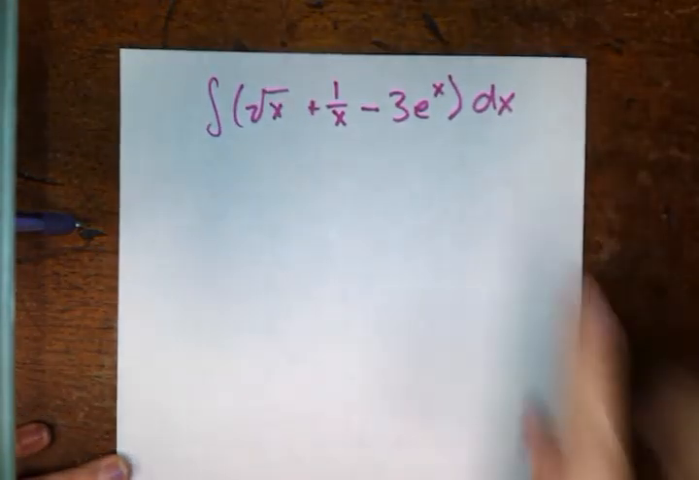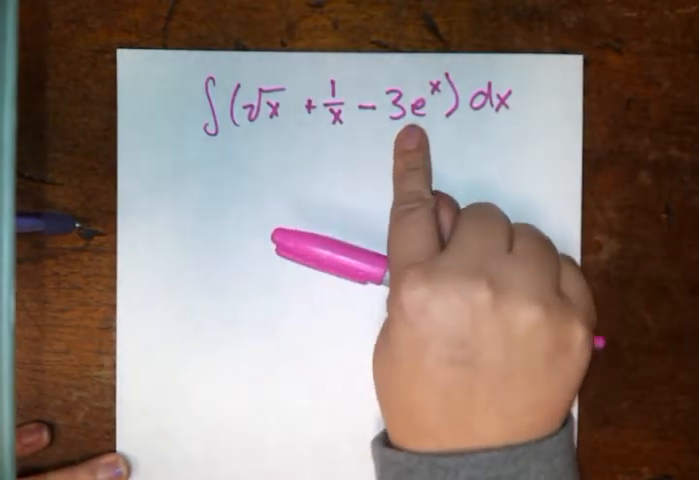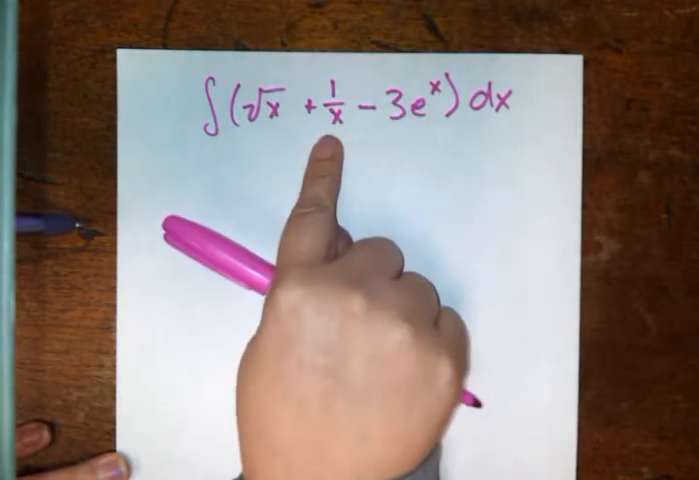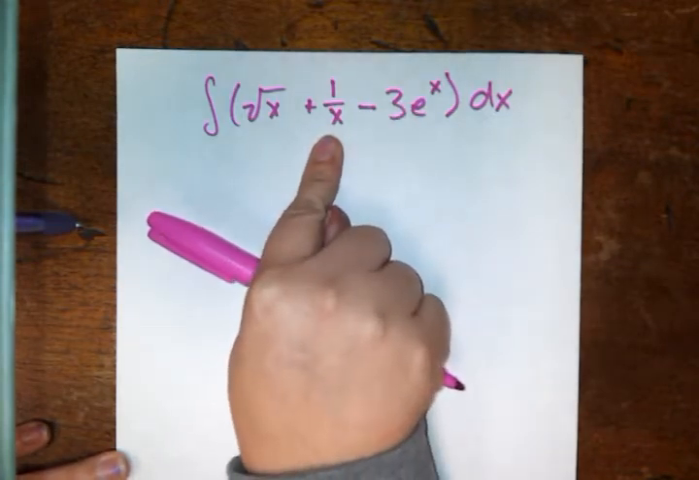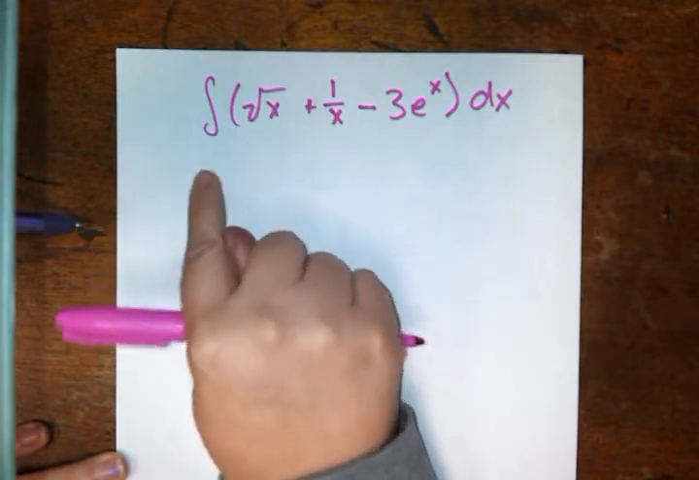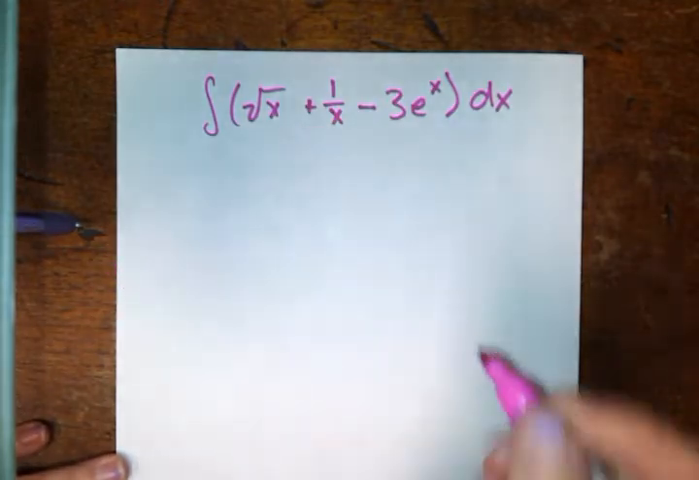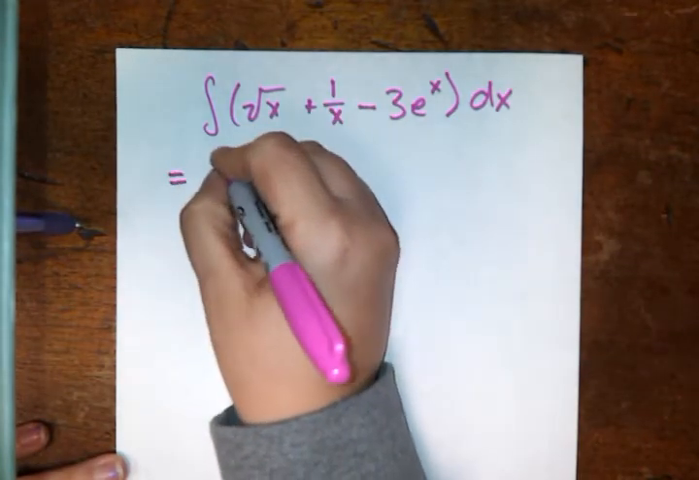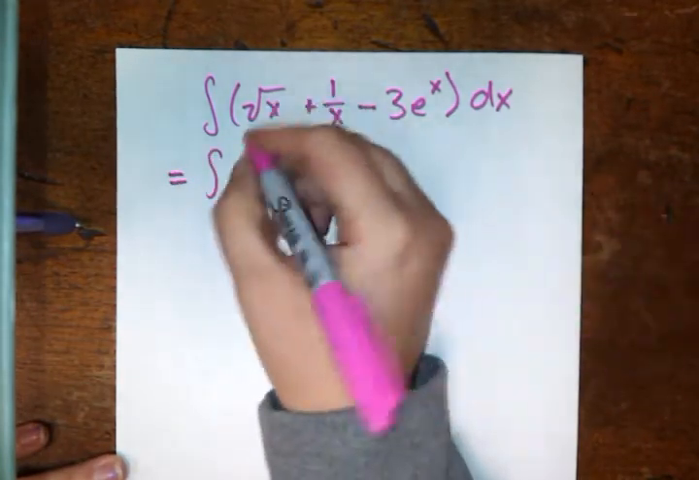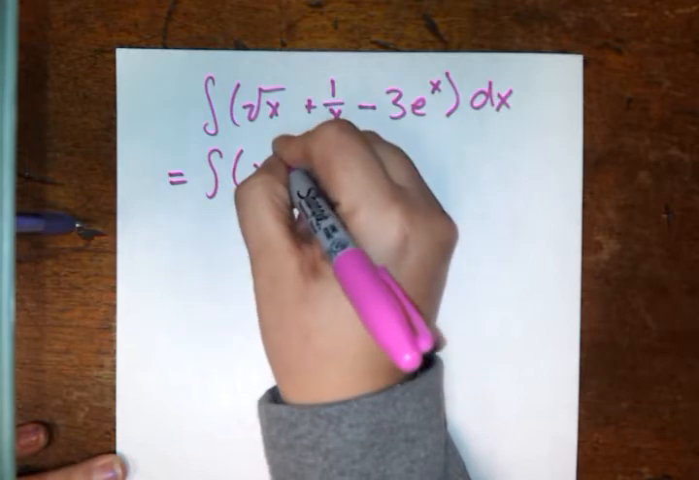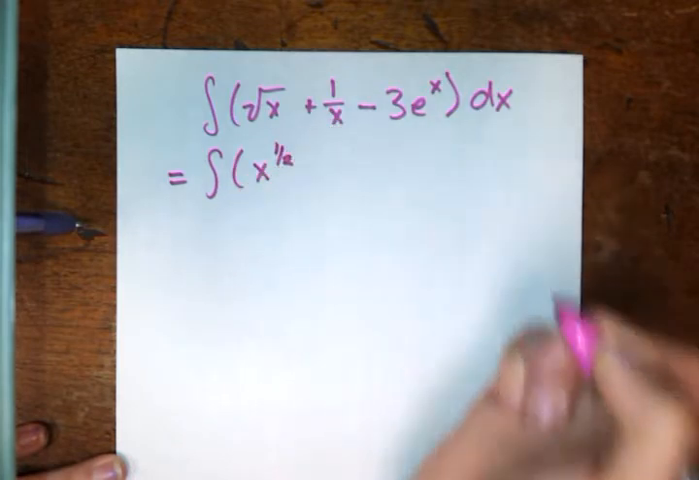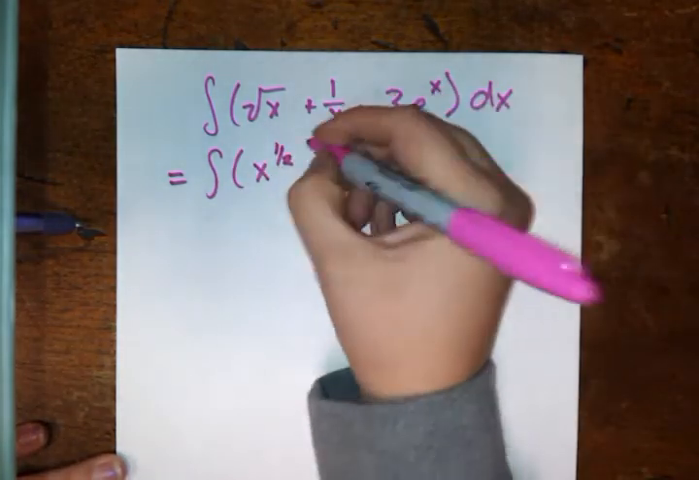Okay, looking at this, I know that I've got a good rule for the integral of e to the x. I also have a great rule for the integral of 1 over x, and I don't really have such a great integral for square root, but I have a way to rewrite that so that I can do it. So let's do the integral of x to the 1/2. I'm just changing that square root sign into an exponent.